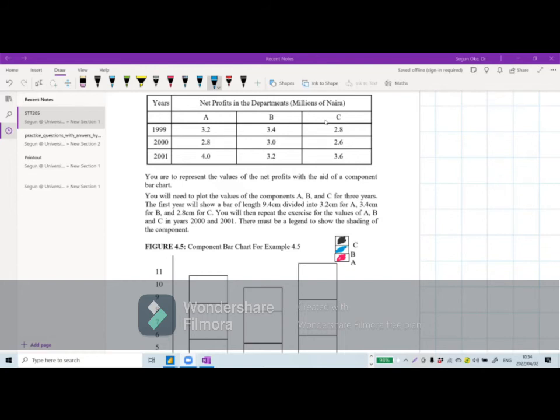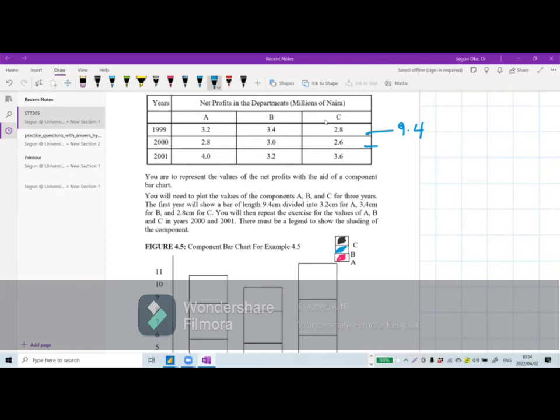Let me compute the exact value. 3.2 plus 3.4 is 6.6. Plus 2.8 is 9.4. The first one is 9.4. What about the second one? 9.4.